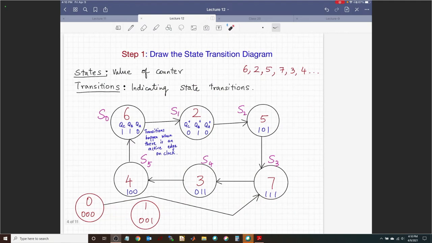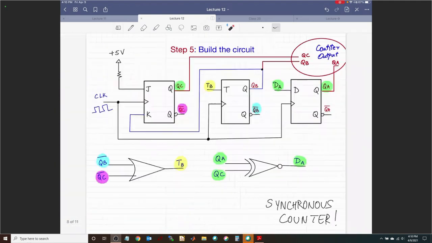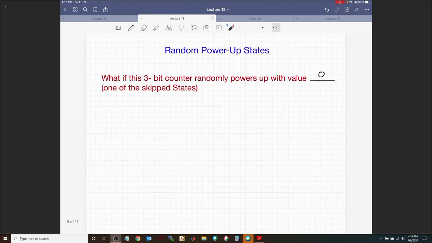All right, questions here. How do you handle random power up states? So it looks like the counting sequence is 0, 7, and then you're back into the sequence, right? The 3, the 4, the 6, the 2, 5, and then it'll go to what? It'll go to 7 again.